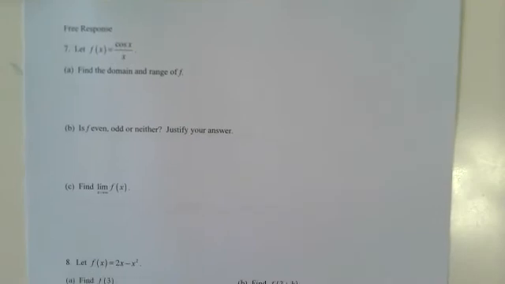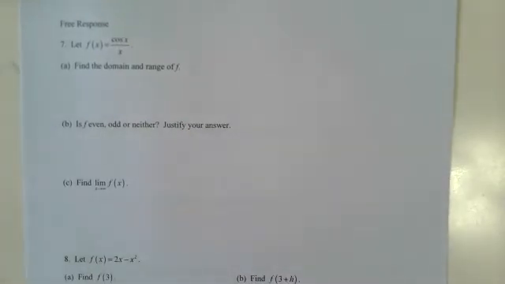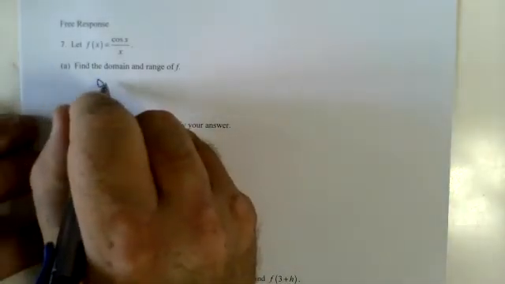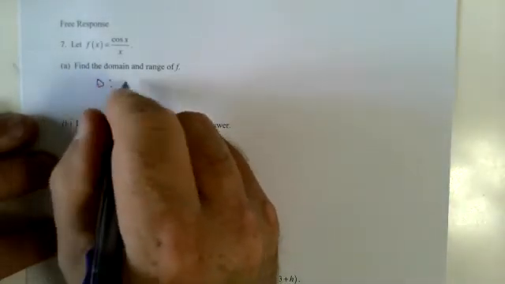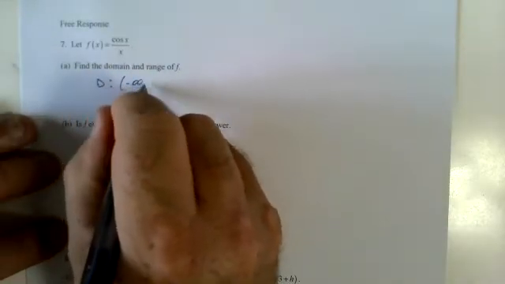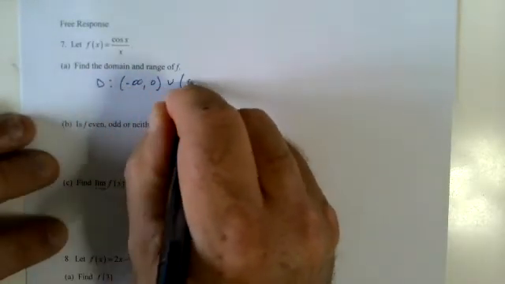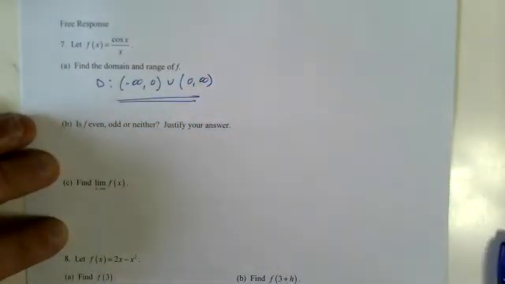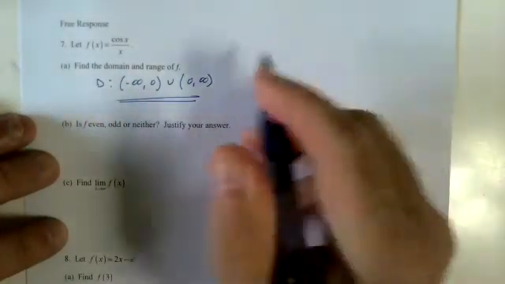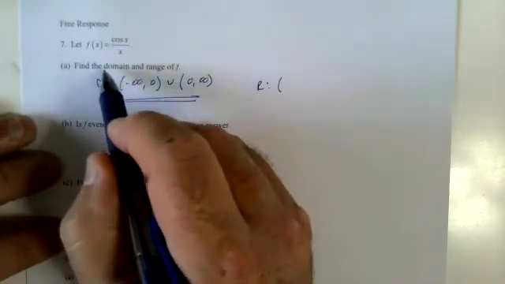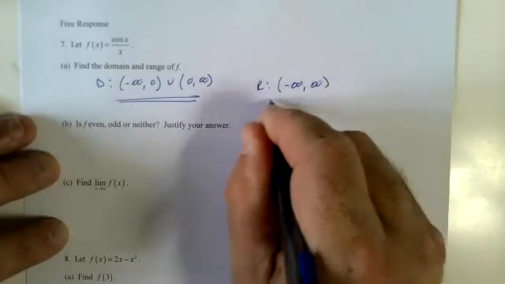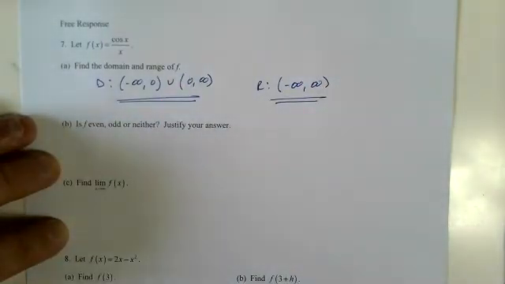Free response. This is how all of the AP review problems are. Some multiple choice, some free response. Domain and range of F. Domain. I can't put in 0. So negative infinity to 0, 0 to infinity. Range. Graph it, and I find that the range is pretty much everywhere. Cosine just bounces around, but x gets really huge, really small, negative, positive, so negative infinity to infinity. Definitely recommend graphing this one.